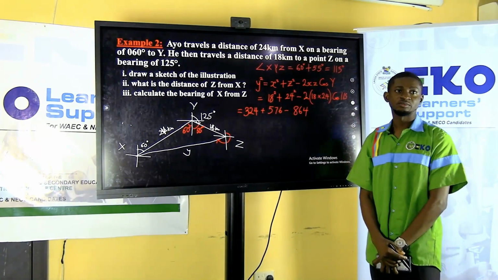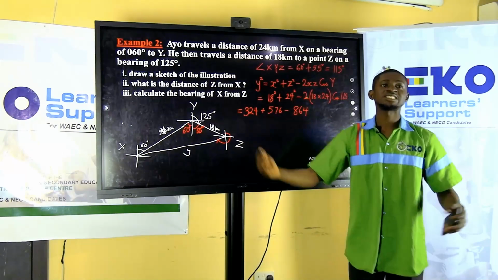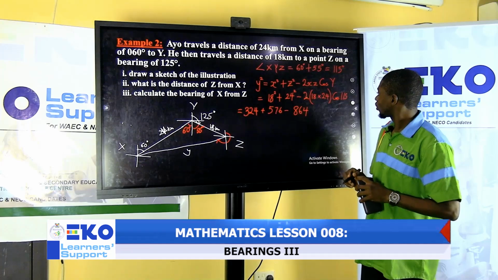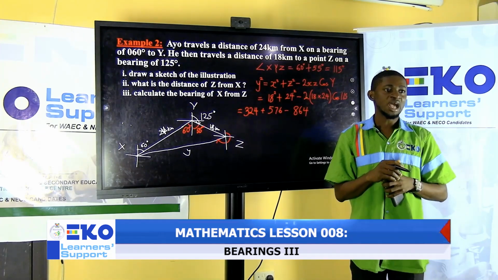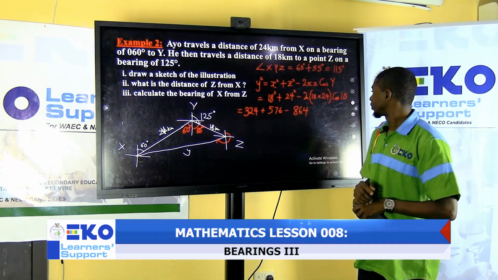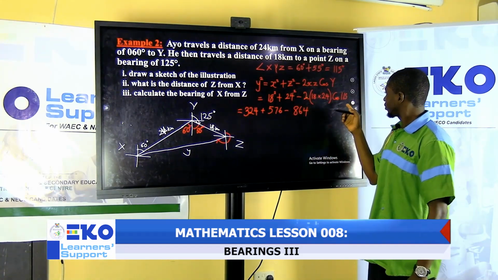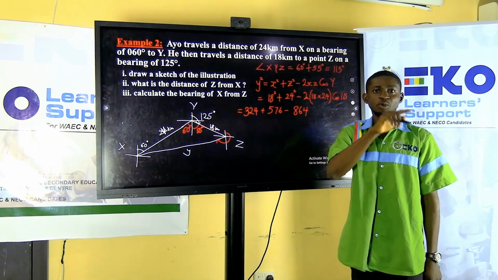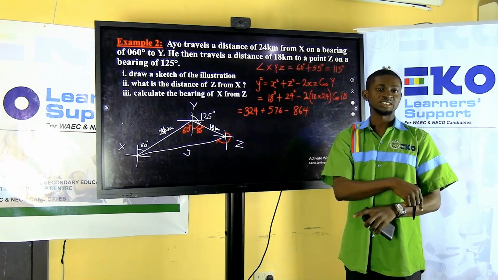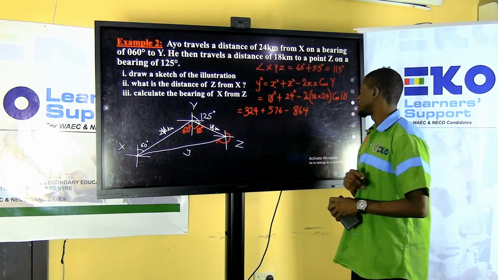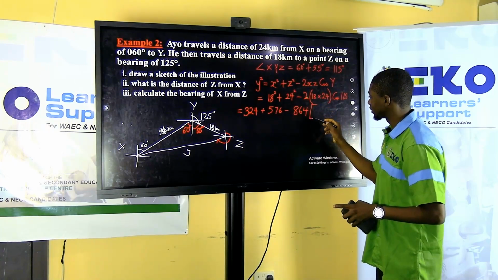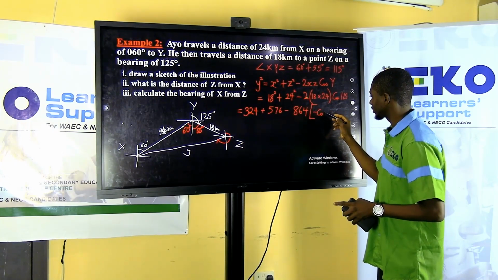Cos 115. Many students will slot that into the calculator directly. No problem. But there is knowledge that WAEC wants to test: how we can read our quadrants, angles within quadrants. So this one now, because it's 115, is going to fall under second quadrant, where cos is negative. So because it's going to fall under second quadrant, where cos is negative, we take minus cos.